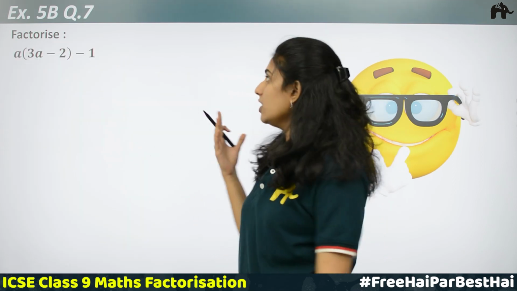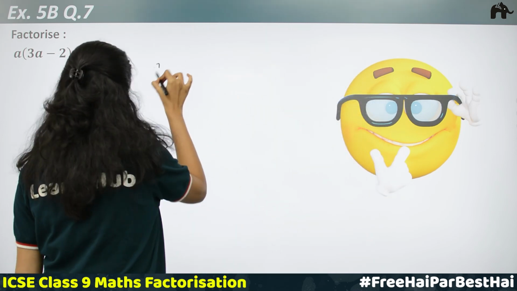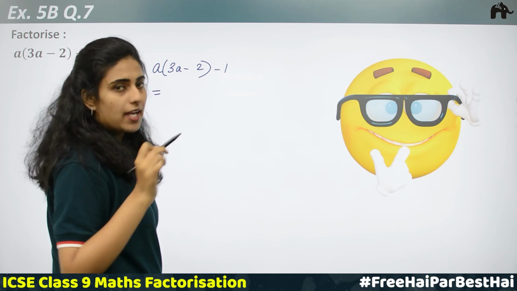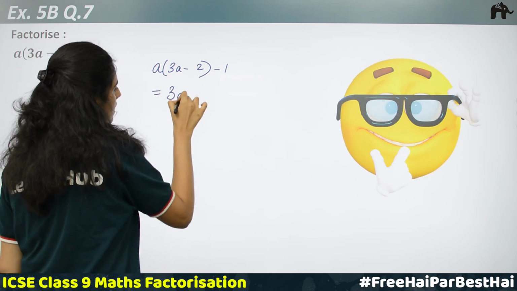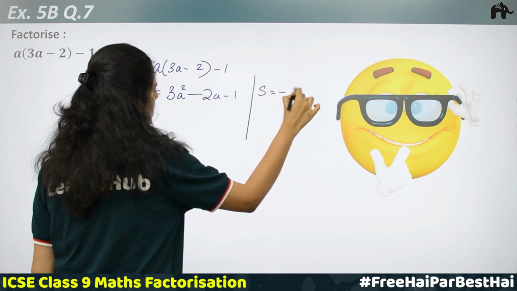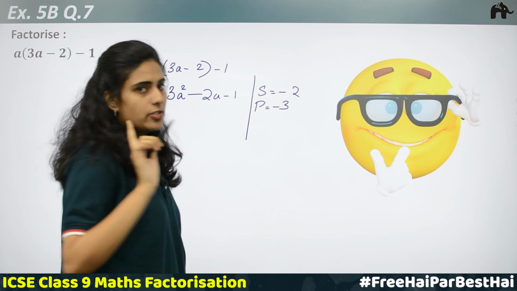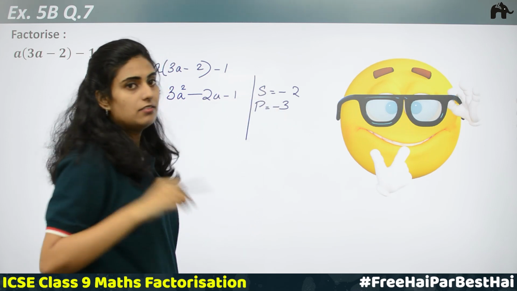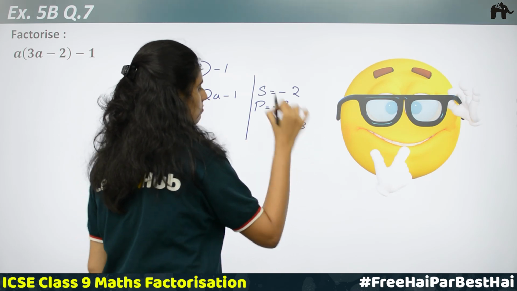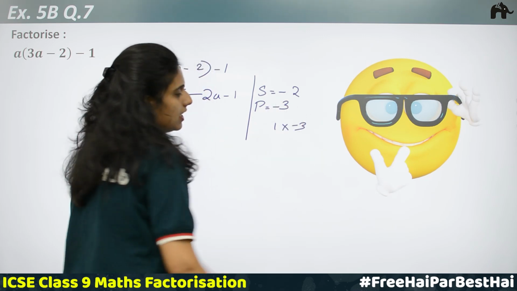Clear? Next, question 7 of exercise 5b, factorize a into 3a minus 2 minus 1. So, this can be written as a into 3a minus 2 minus 1 is equal to, removing the brackets and multiplying, we get a into 3a, 3a square minus 2a minus 1. The sum should be equal to minus 2 and product should be equal to minus 3. Product negative, sum negative. Of the two numbers chosen, one is negative and the sum is negative, therefore the greater number is negative. So we have to get minus 3, okay. To get 3, 1 into 3 is the only possibility. Negative sign for the greater number, 1 and 3, 3 is greater, so negative sign should be put here.